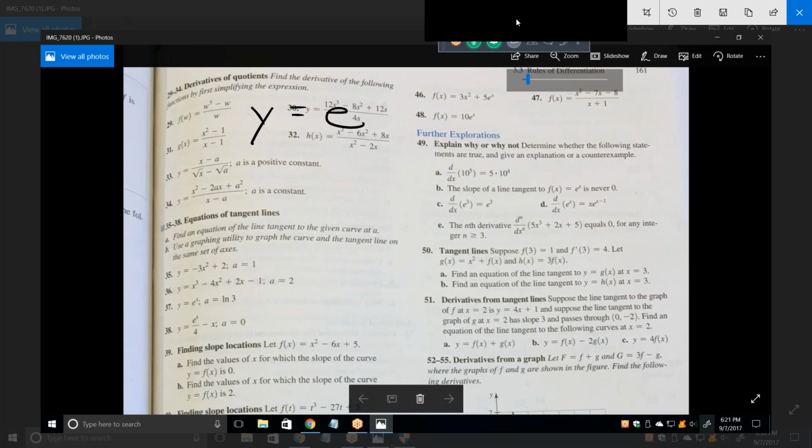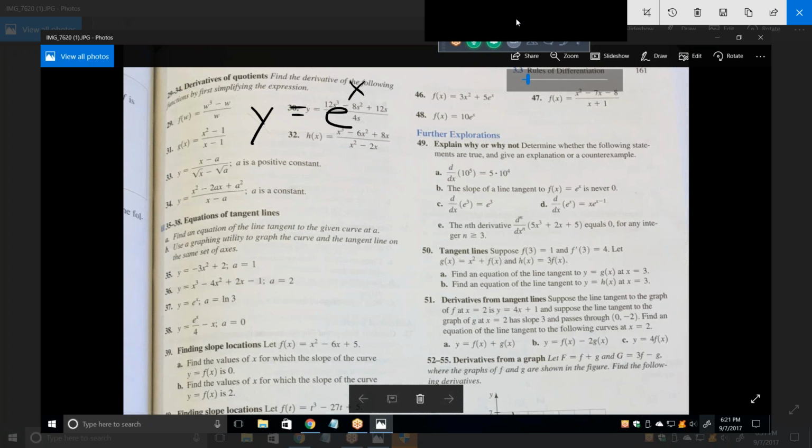Well, you can't really derive e to the x because the derivative is the same thing. In other words, you can't apply the power rule. The power rule you cannot use when your variable is in the exponent. A lot of people want to say that's x times e to the x minus 1, but you can't use the power rule for exponential functions.